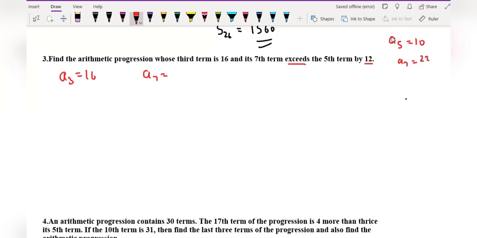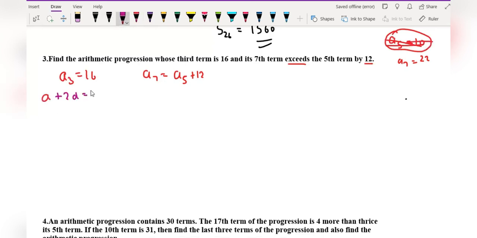That means the seventh term is 12 more than A5. That means we will write it as A5 plus 12. How much A5 is, I don't know. We don't know that. I just gave you the example to understand. Okay, so let us see how to find out.